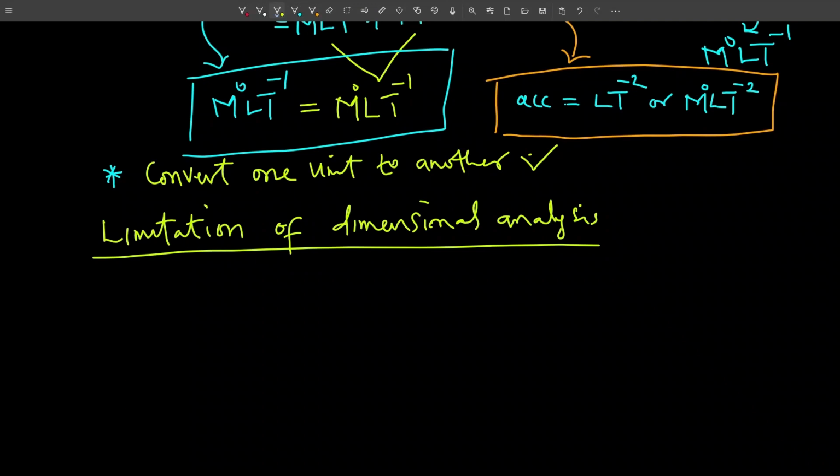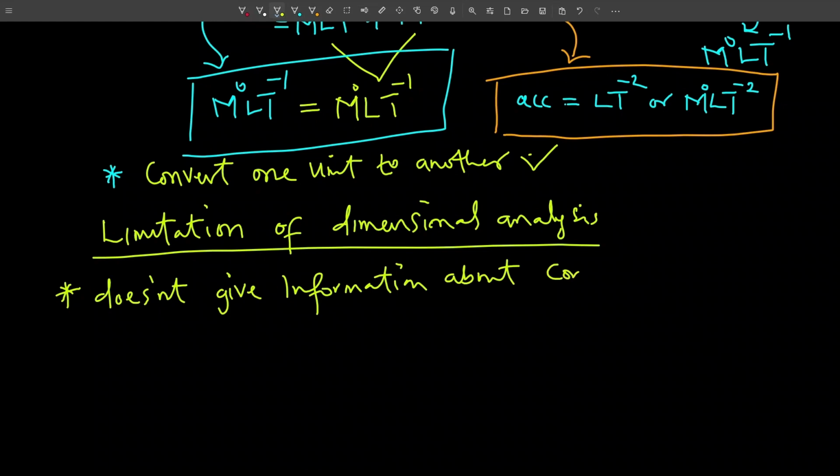As we've learned already, dimensional analysis has applications, but it still has some limitations. One of the major limitations is that dimensional analysis does not give us enough information about a constant. So it doesn't give information about constants. Don't worry, you'll learn more about that in the calculations.